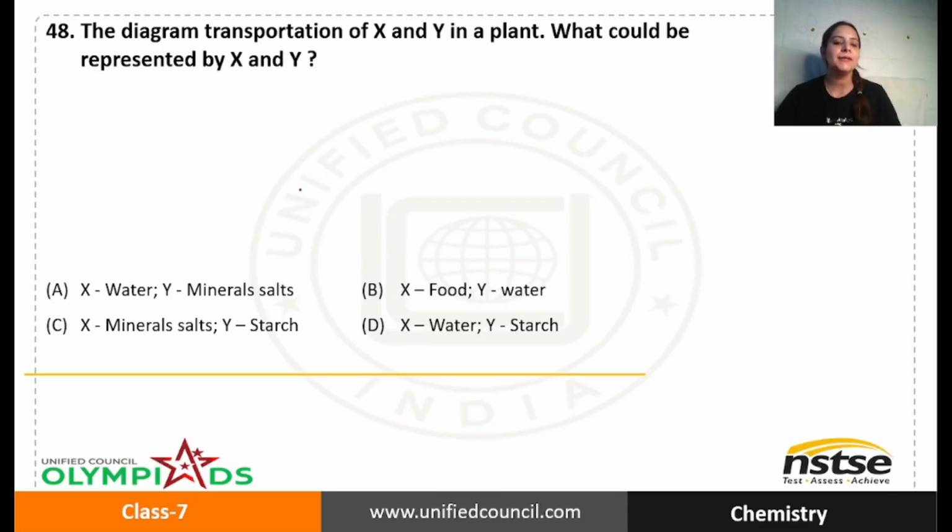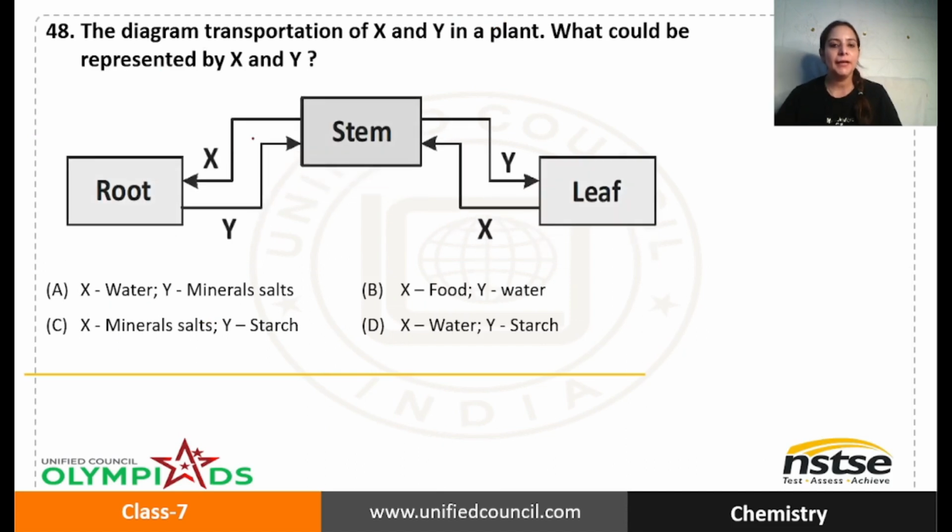Okay, next question says, the diagram shows transportation of X and Y in a plant. So here we have a diagram. This is a plant, and you can see that X and Y indicate something transported from some part to some part. So what could be represented by X and Y? Now here we can see the parts of the plant, that is root, stem and leaf.